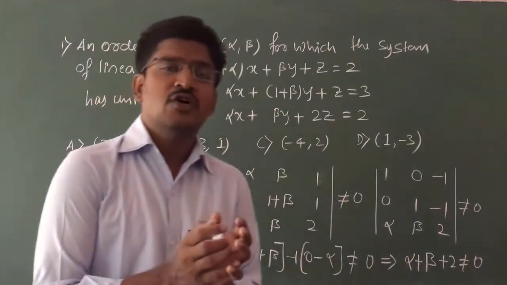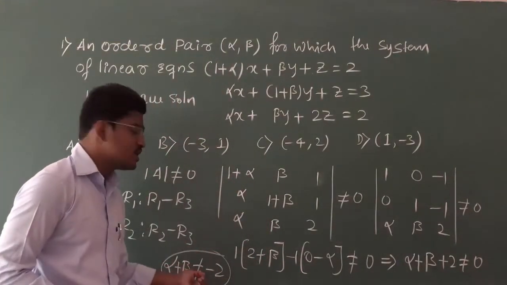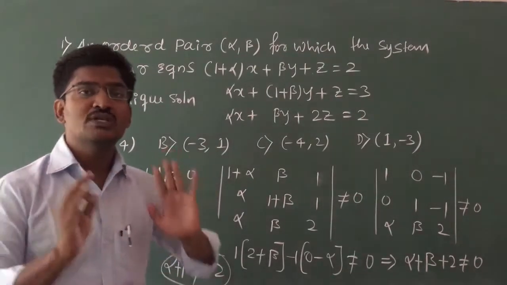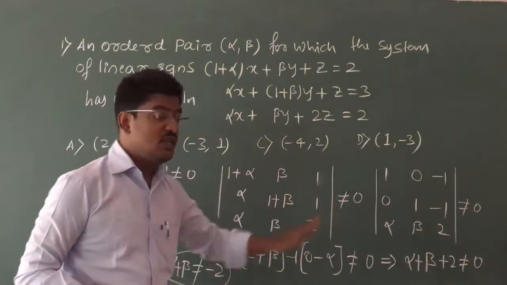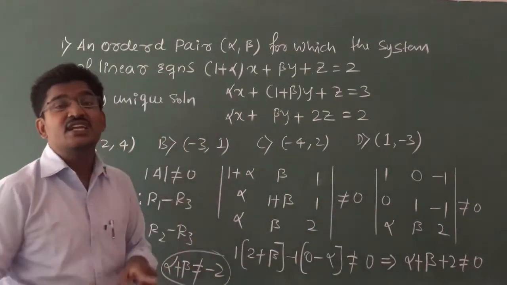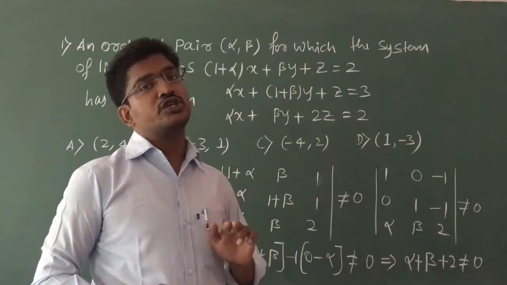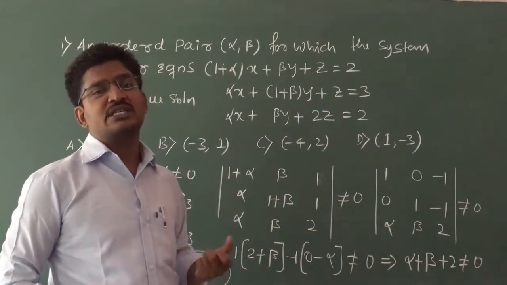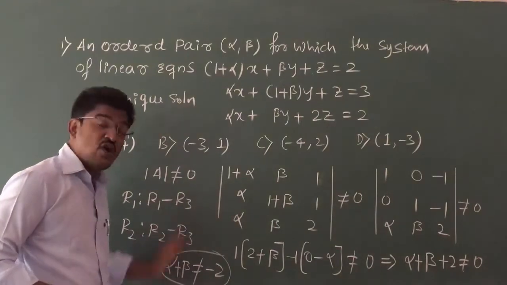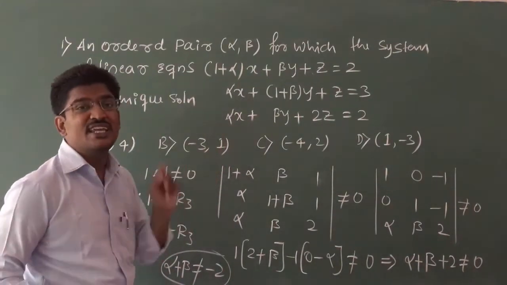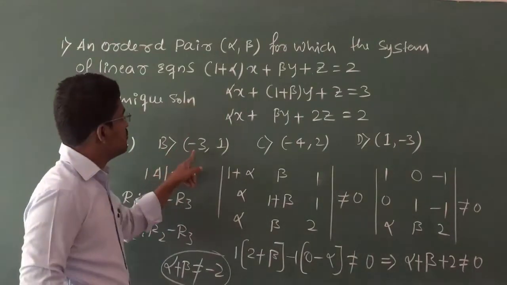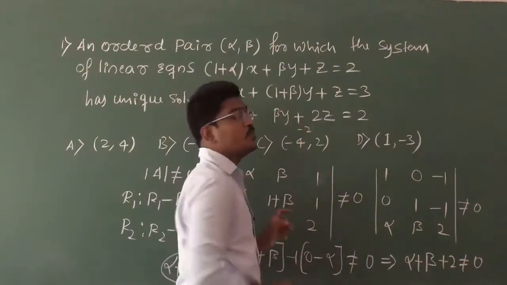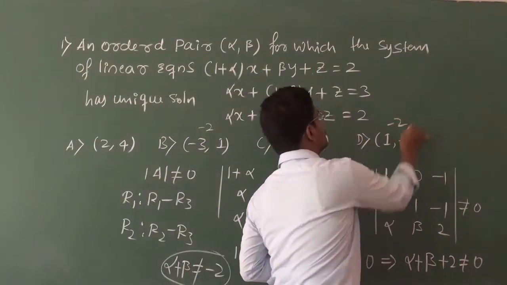That means the sum of the two roots must be not equal to minus 2. From this you must understand that the interval in which minus 2 is present will not give a unique solution. You must have that basic knowledge. Minus 3 to 1: here minus 2 is present. Minus 4 to 2: here also minus 2 is present. 1 to minus 3: here also minus 2 is present.